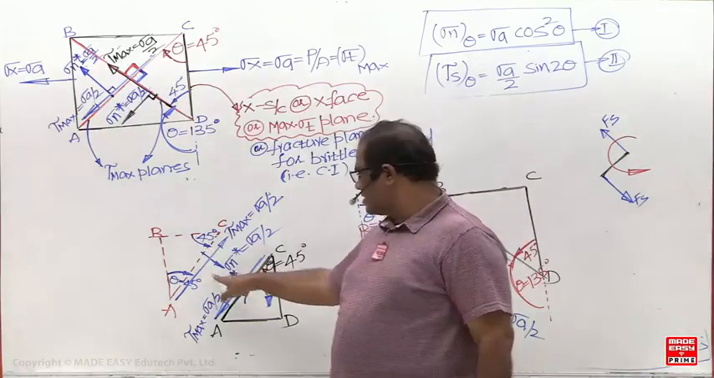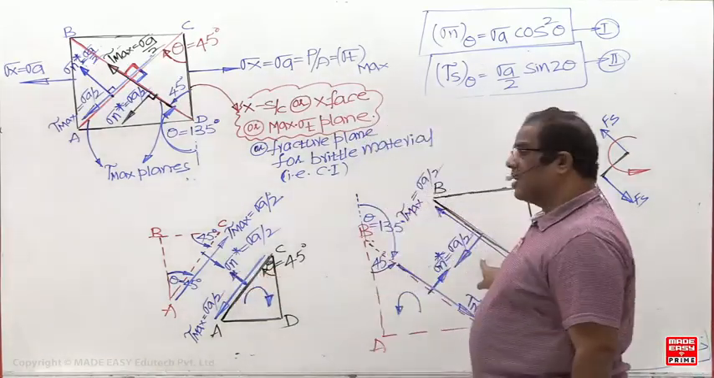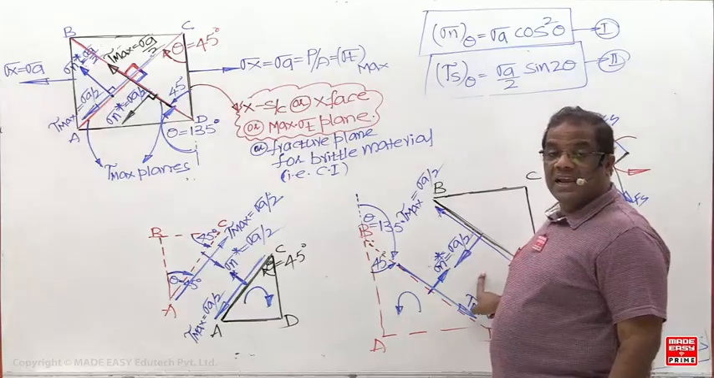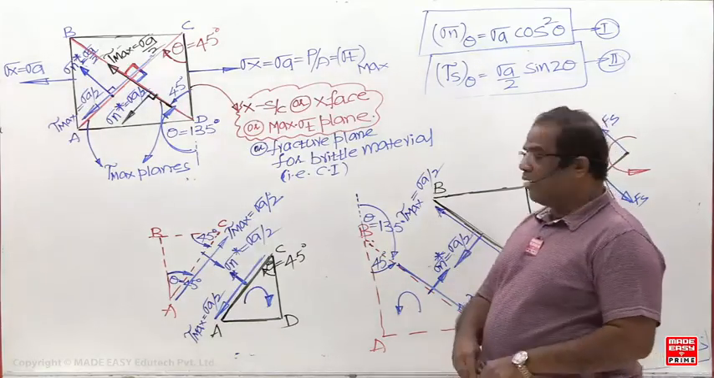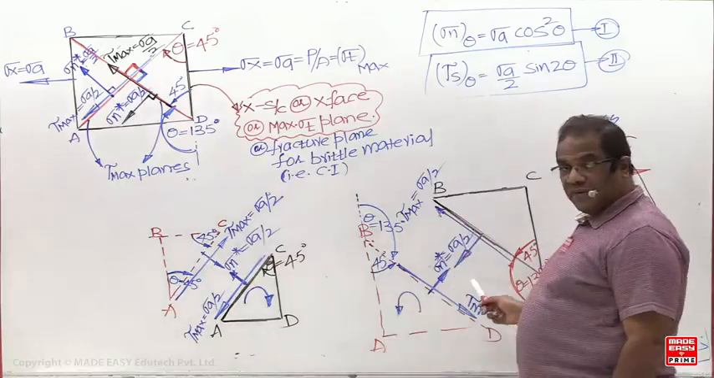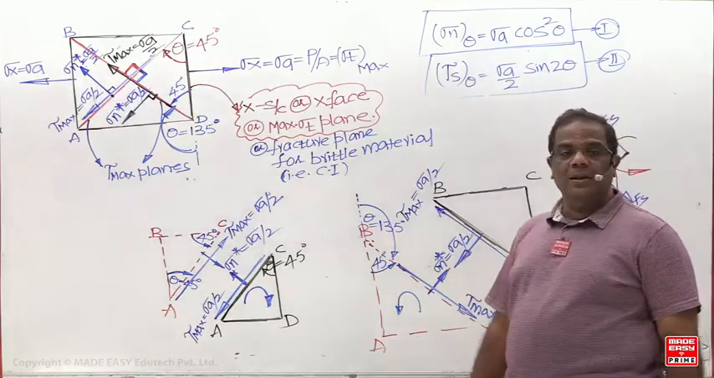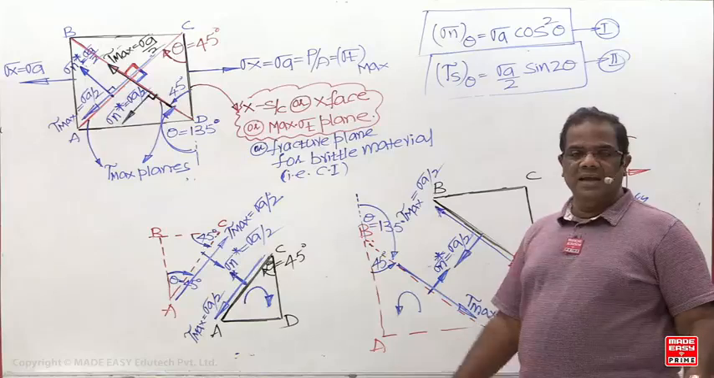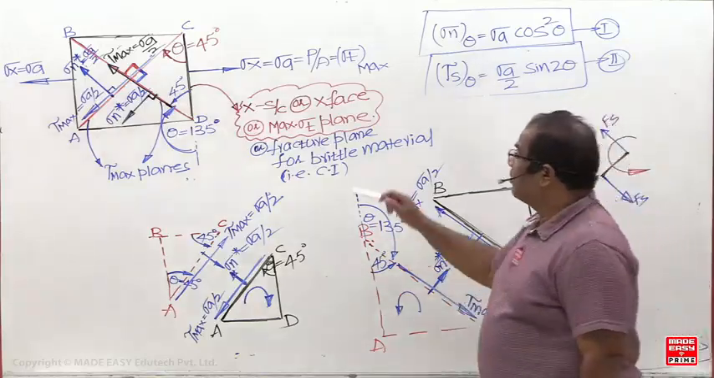On this plane, what is the normal stress? Sigma A by 2. Here, what is the normal stress value? Sigma A by 2. Equal, like. On the 45 degrees plane, I am getting sigma A by 2. On the 135 degrees plane also I am getting sigma A by 2. Here they are equal and like.